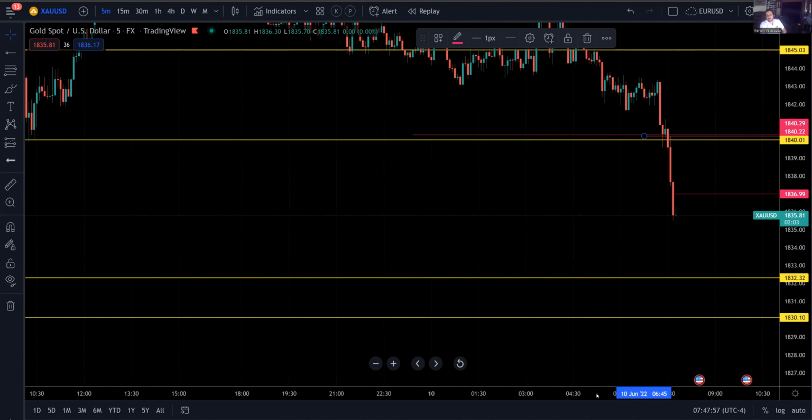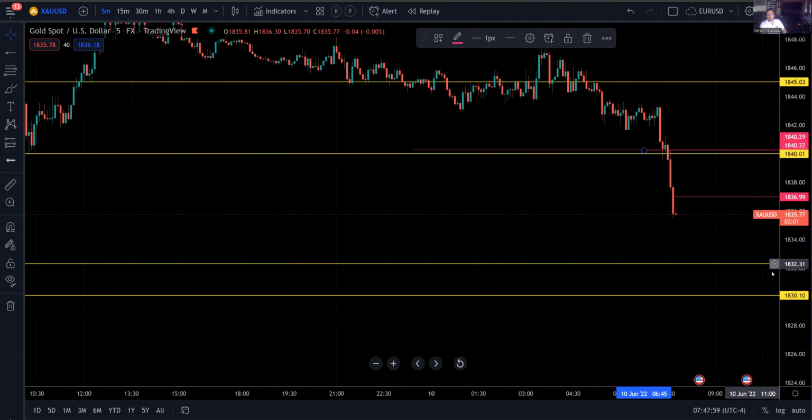That's what I'm waiting for as well. I'm holding my position, but I'm waiting for that pullback. Now I know that the max pullback at that point with the news cannot be more than the 44 area here. I can deal with the pullback here and then add more positions.